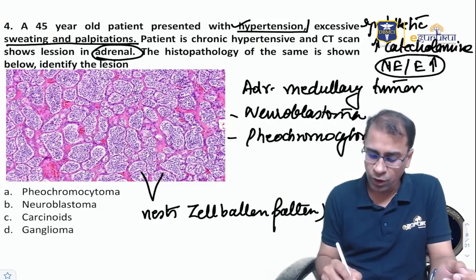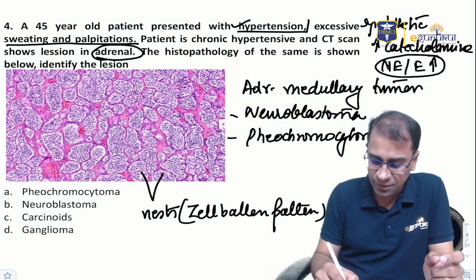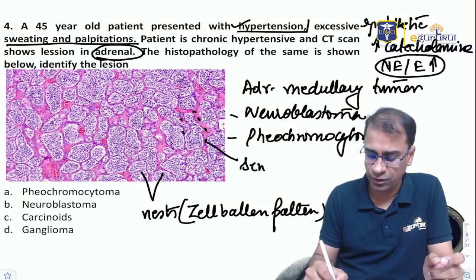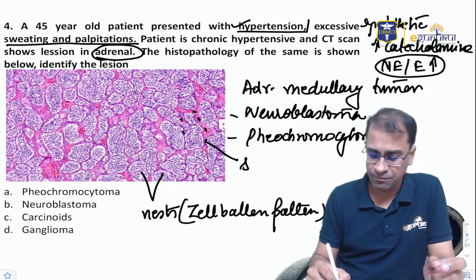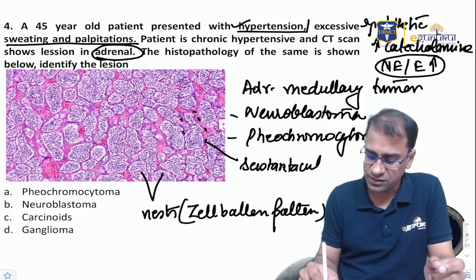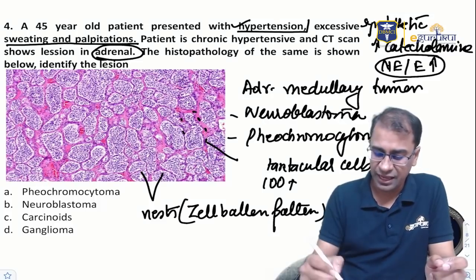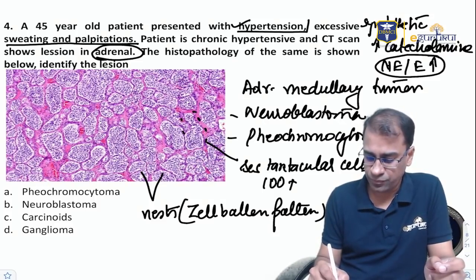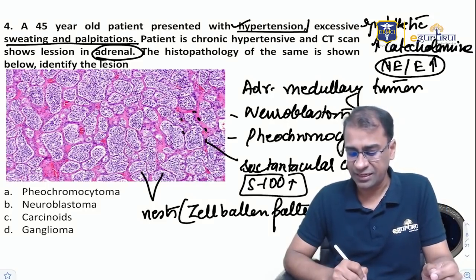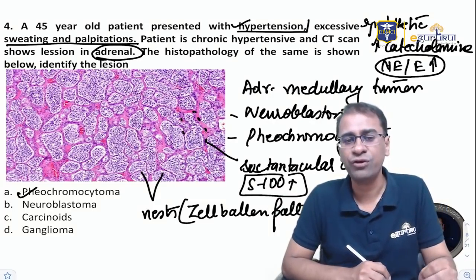Well, all these nests have what? They have the catecholamine-releasing tumor cells. And around the nest, it is not very clear in this image, but you'll see cells called sustentacular cells. These cells stain positive with S100. Now, they're S100 positive. Therefore, this case becomes a case of pheochromocytoma.